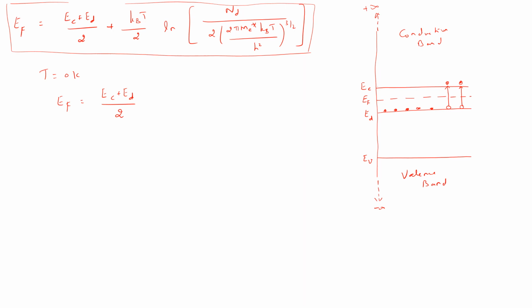Now you can ask a question: what will happen if I raise the temperature? When I raise the temperature, more number of electrons will jump from ED into the conduction band. When more number of electrons are added, what will happen to the conduction band? This plus infinity will now become plus plus infinity. So EC will come down.